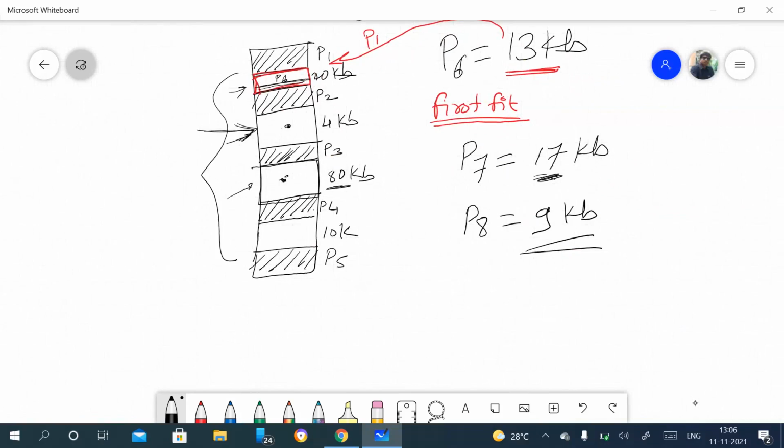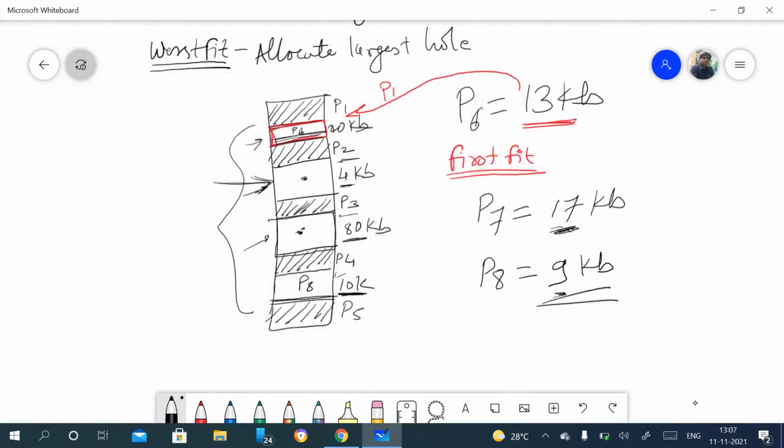Suppose this is 4 kb, this is 80 kb, and this is 10 kb. The smallest one is this 4 kb one, but it is not enough to fit this P8 process. The next smallest one is the 10 kb. So this one is big enough to store P8. So we can keep it here in best fit. And again 1 kb is wasted here.